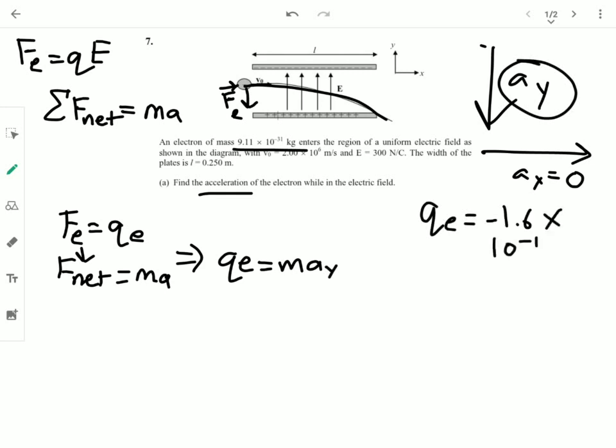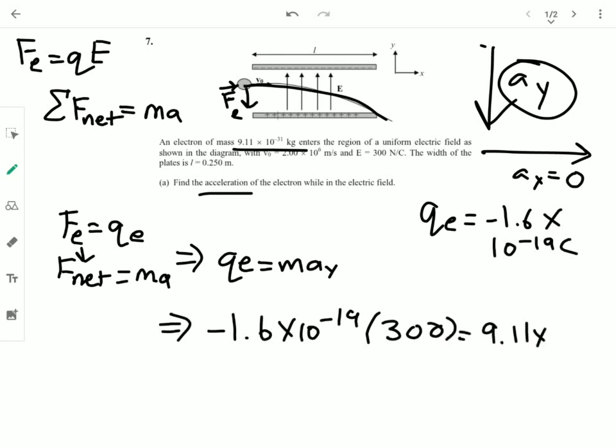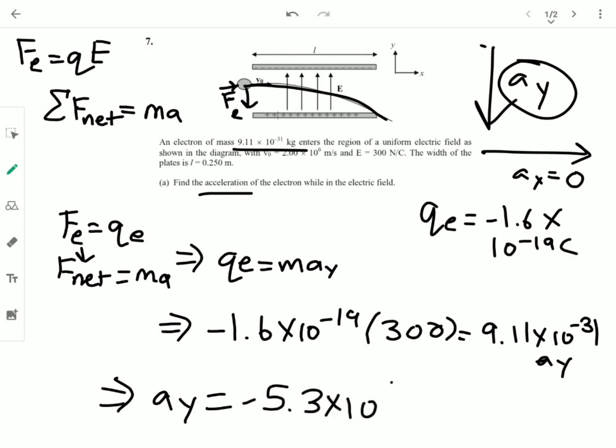So now if we substitute, we get minus 1.6 times 10 to the power of minus 19 times 300 equals 9.11 times 10 to the power of minus 31 ay. When we substitute and simplify, we should get ay equals minus 5.3 times 10 to the power of 13 meters per second squared.